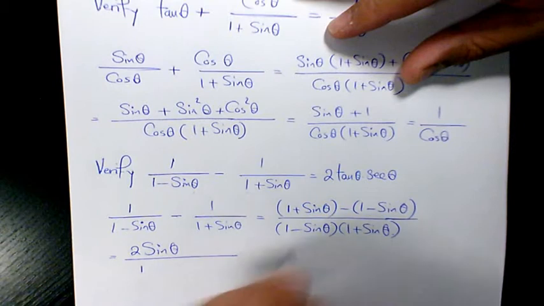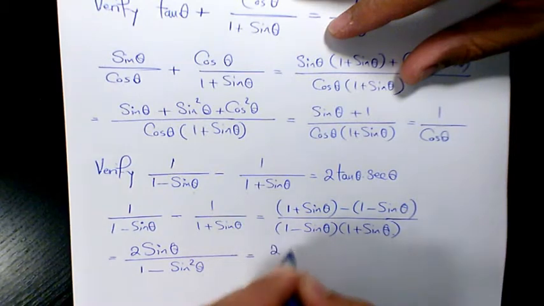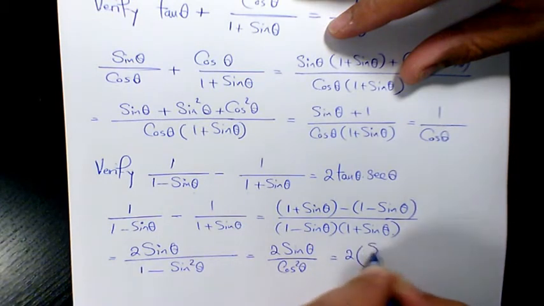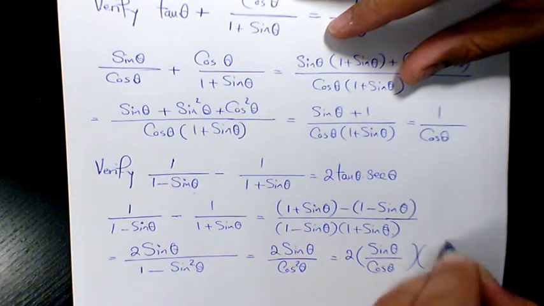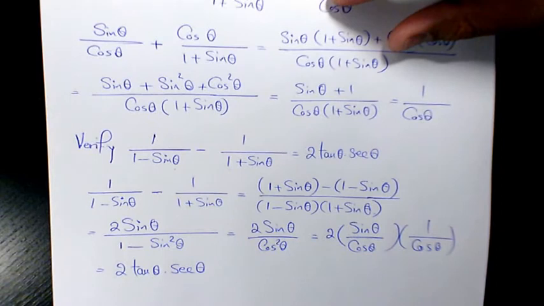1 minus sine theta times 1 plus sine theta, which is going to be 1 minus sine squared theta, which will be cosine squared theta. Then we can write them separately. Sine over cosine times 1 over cosine. It's going to be 2 tan theta secant theta. So that's going to be the final answer.